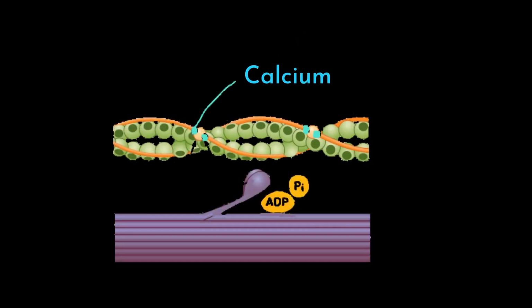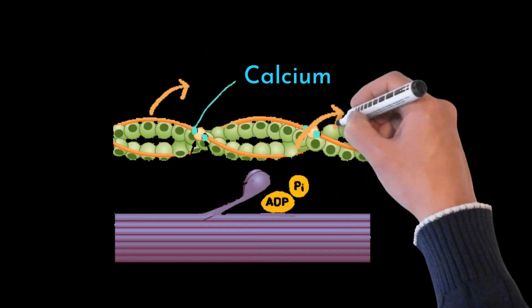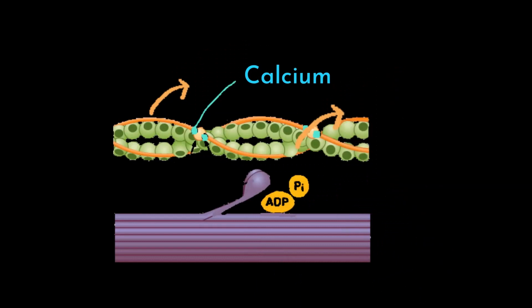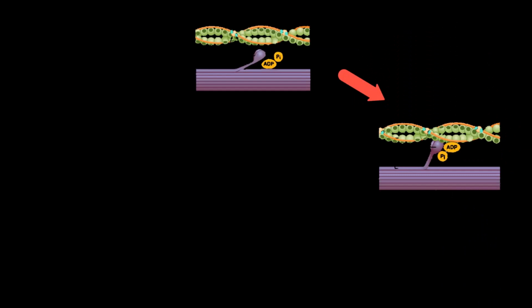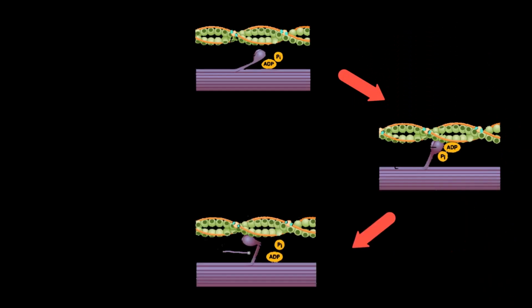When calcium binds to troponin, it causes troponin to change shape. Then troponin pulls tropomyosin away from the myosin binding sites on actin. This allows myosin to bind to actin and move it towards the center of the sarcomere. This is when ADP and phosphate are released and diffuse away from the complex.